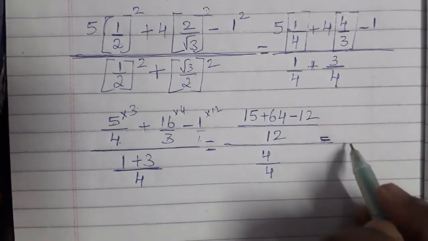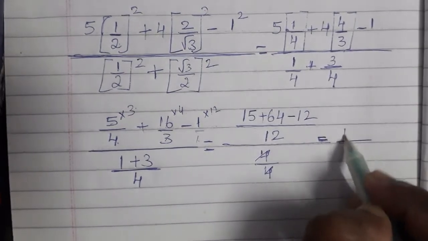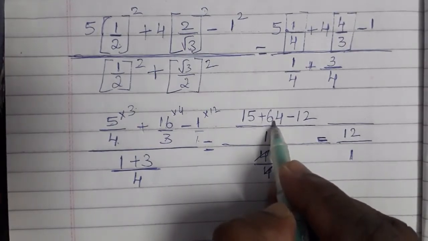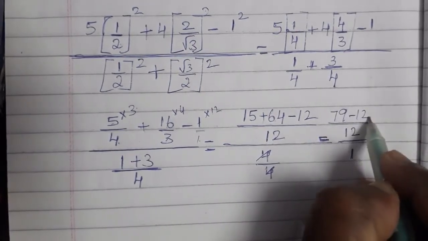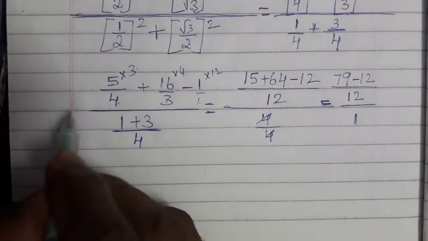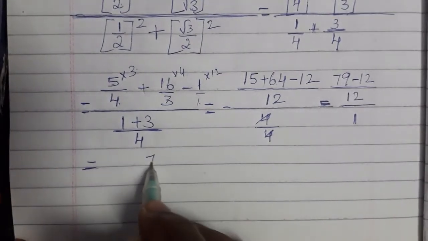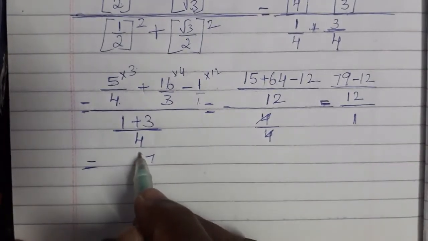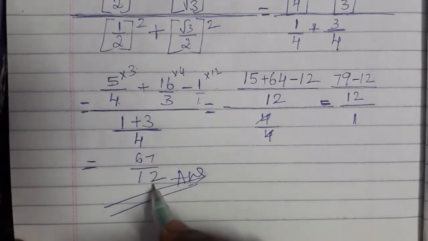Now, what is in the numerator and denominator? In denominator, 4 1s are 4, cancelled. Only 1 you will have. In the numerator, what you are having? 15 plus 64. How much? 79. 79 minus 12. 9 minus 2, 7. 7 minus 1 is 6. So the answer is 67 by 12.